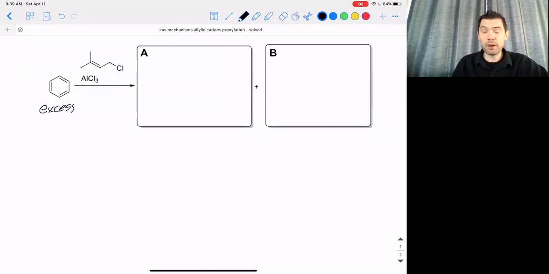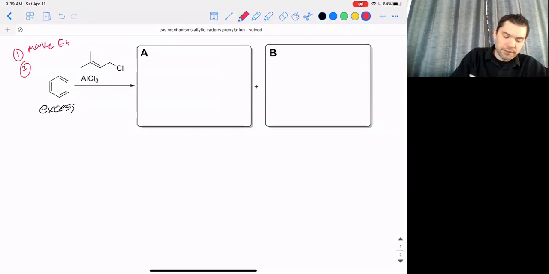All right, welcome back. Hopefully you've had an opportunity to try to attempt these problems all on your own. And because it's an EAS mechanism, what I encourage folks to do is to follow my simple two-step process here. So step one is always to make whatever our strong electrophile is. And then step two is to do the EAS mechanism. And that's true for almost all of our EAS mechanisms.